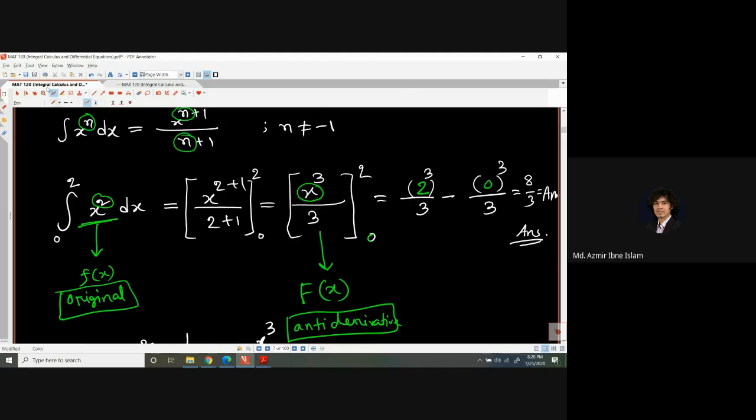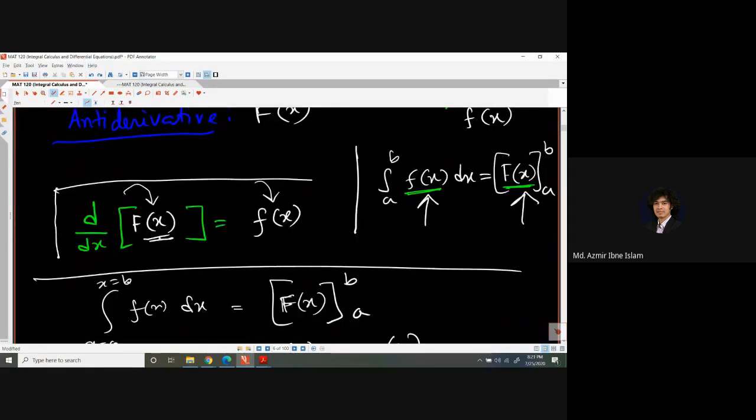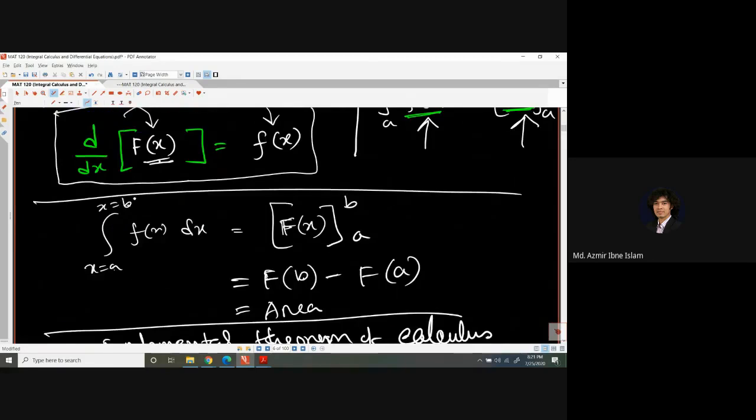You will understand how we can say this is area if we look at the geometrical concept. But for now, we are going to establish this relation: if we differentiate the antiderivative, we will get the main function back. I have mentioned that integration and differentiation are opposite operations. Integration and differentiation are actually opposite.